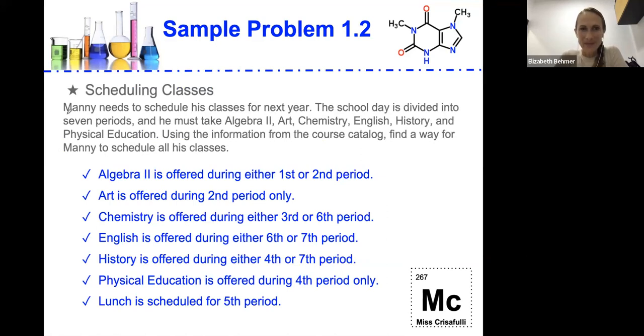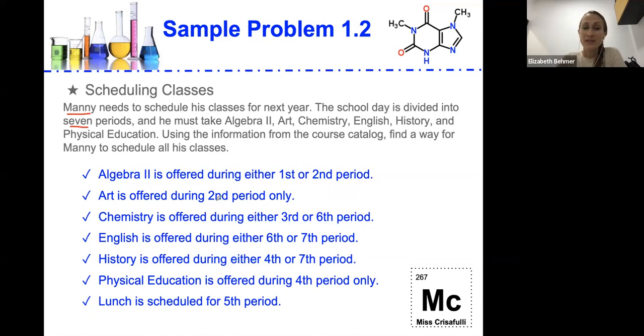Manny needs to schedule his classes for next year. The school day is divided into 7 periods, and he must take Algebra 2, Art, Chemistry, English, History, and Physical Education. Using the information from the course catalog, find a way for Manny to schedule all his classes. And this is where you analyze and solve the problem by using all of the knowns that they give you. Algebra 2 is offered either during first or second.